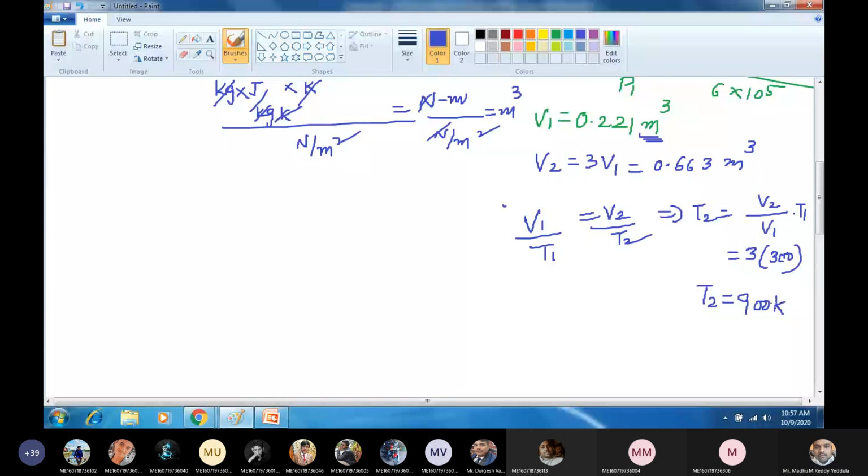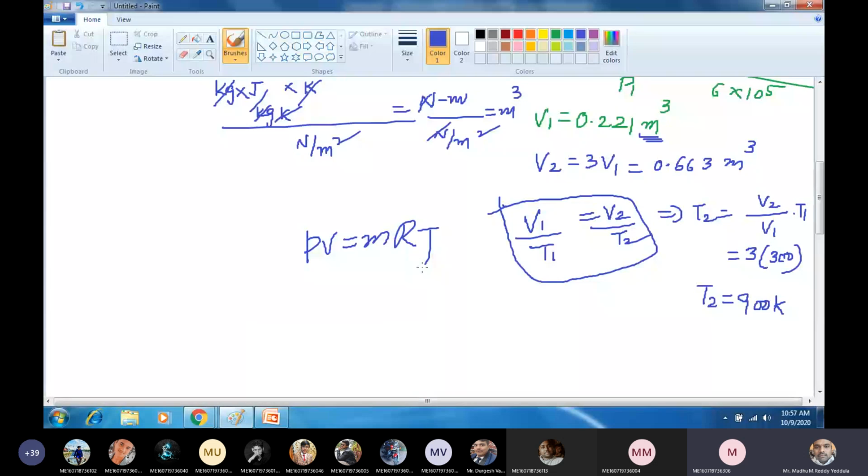Clear this one? How did I write this value, V by T equal to constant? Please tell me. What is the basic equation to write this equation? Before that, the fundamental equation for any process is PV equal to MRT. When P is constant, R is also constant, and M is equal to unity. Then V by T is equal to constant.